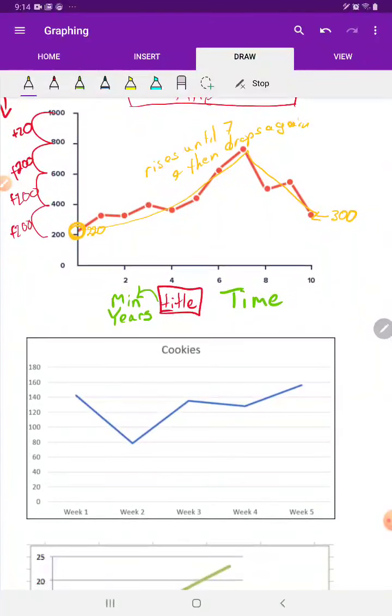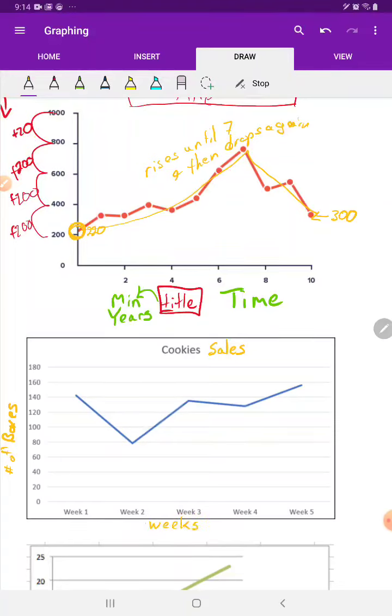This one here, this is about cookies, and this is actually about cookie sales. So this is a bad title. We should actually say it's cookie sales. It's also a bad graph because we don't have a title over here. We don't know what these numbers are, but let's say this is number of boxes. Okay, and then obviously this is weeks, which we can see because it actually says weeks.